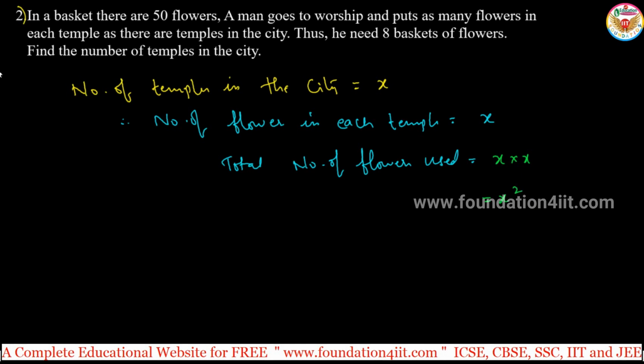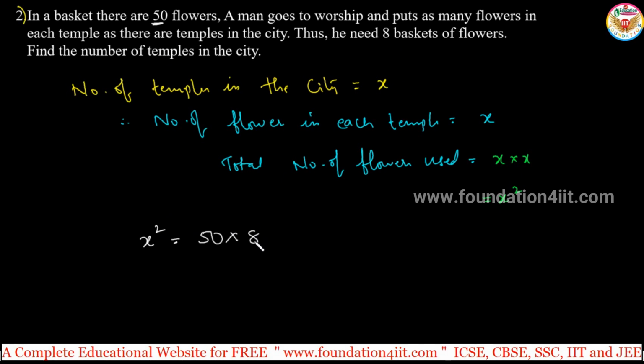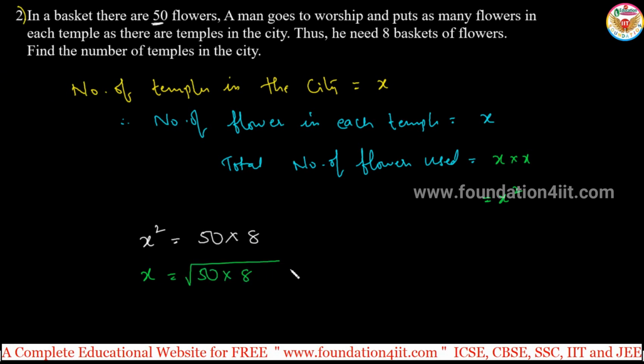But according to the given data, if you observe, x square is equal to 50 flowers in each basket into the number of baskets, which is 8. So 50 into 8. Now x is the square root of this, so x is equal to the square root of 50 into 8. 50 into 8 we can write as a product of prime factors. 50 also we can do separately.